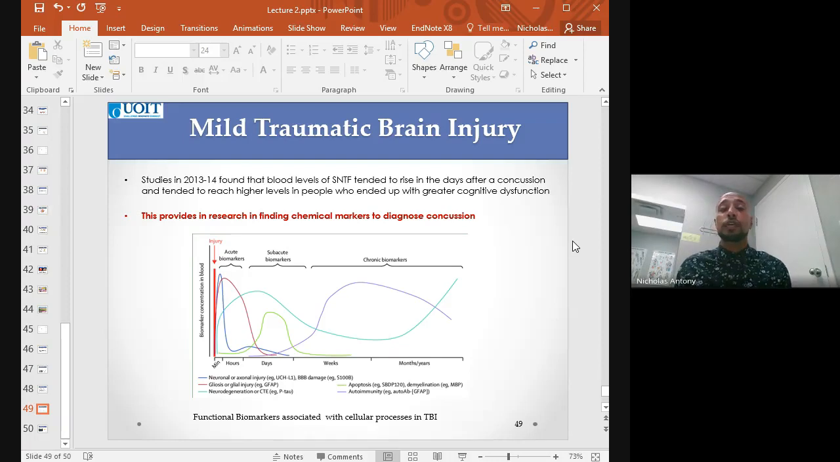However, research has looked at different ways to diagnose a concussion. One of the most promising findings is trying to look for a chemical marker that would allow practitioners to diagnose a concussion. And so there are different markers, and these are the different ones. You don't need to know them for the midterm or anything, but these are the things they're looking at as a way to now diagnose a concussion.